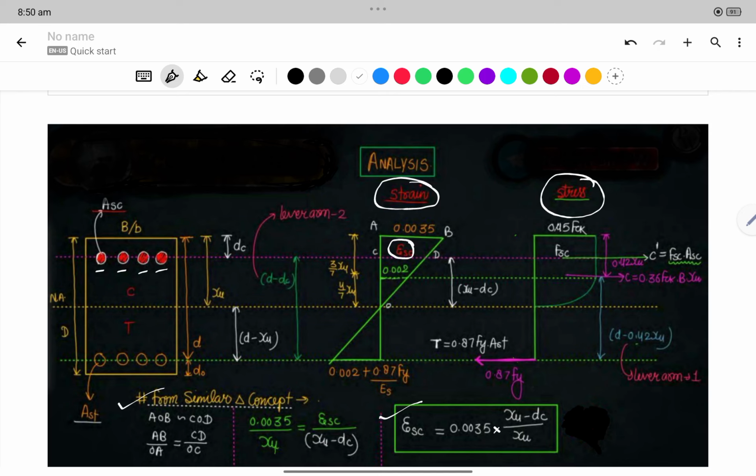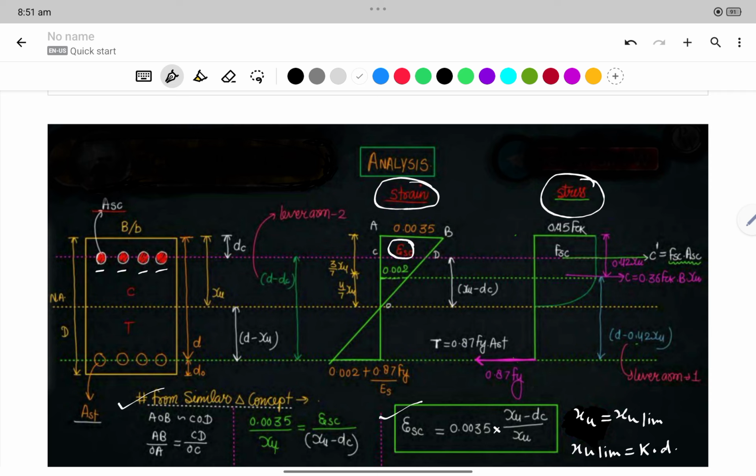So for designing, XU will be equal to XU limiting, and you all know XU limiting can be calculated from K into D. I am writing it here also. XU limiting can be calculated K into D.